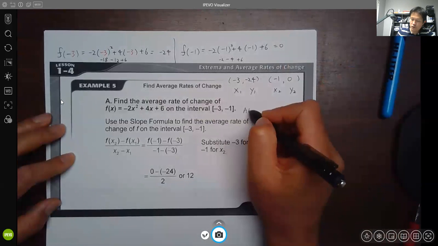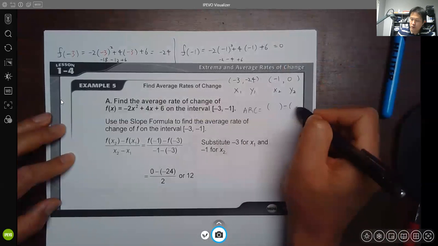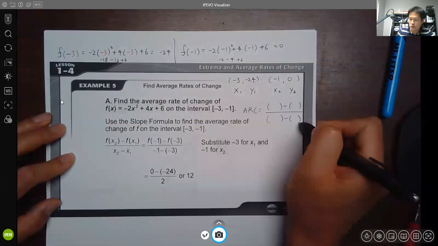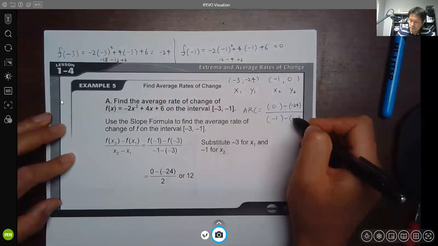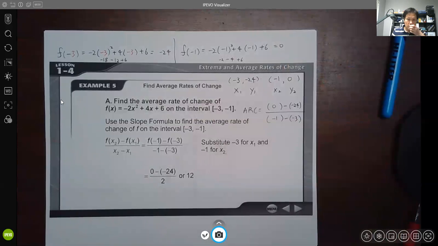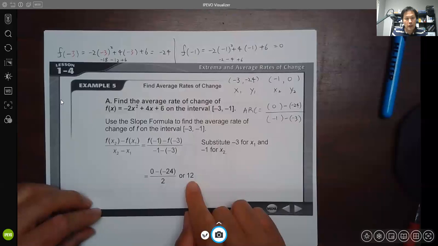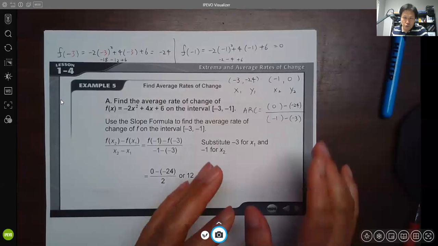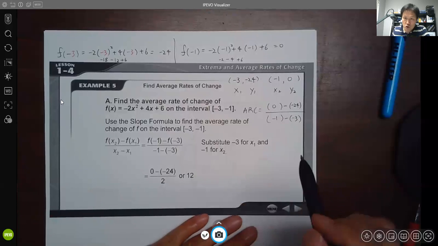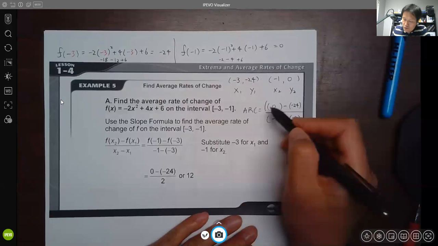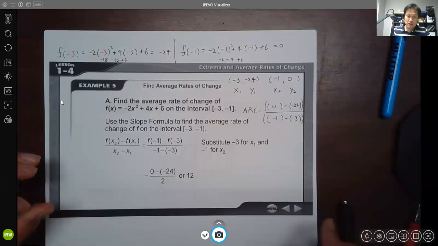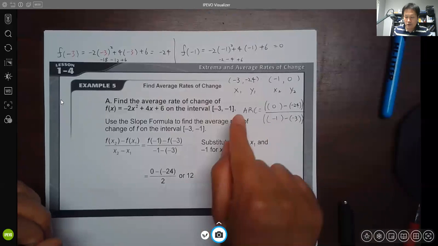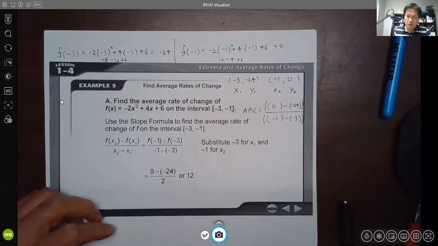So the average rate of change formula is what? y2 minus y1 all over x2 minus x1. So plug it in. And if you have a graphing calculator, type it into the calculator. If you don't, you just solve by hand. You do that, you get 12. Okay, when you put that into the calculator, make sure you put parentheses on the numerator, parentheses on the denominator. Otherwise, I'm afraid you're going to get the wrong answer. Unless your calculator is smart enough, you can type that in fraction form.